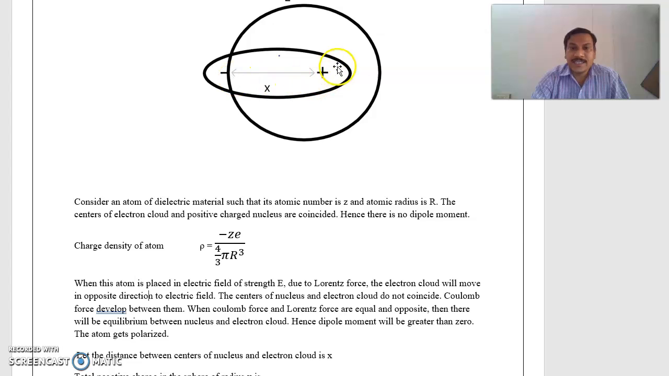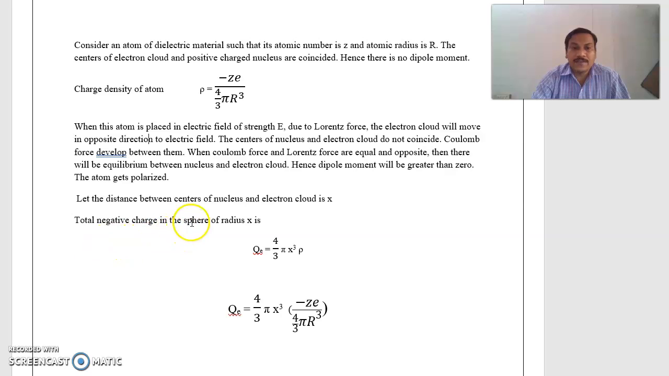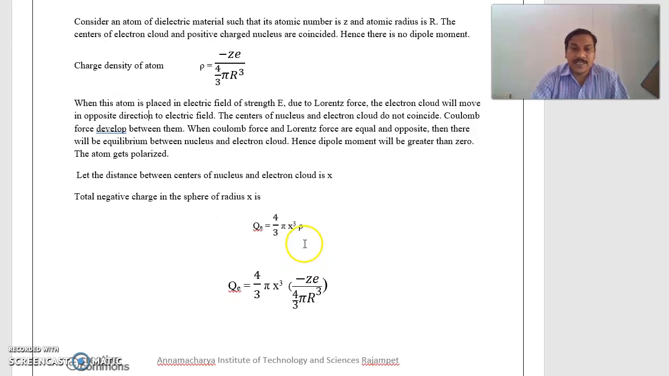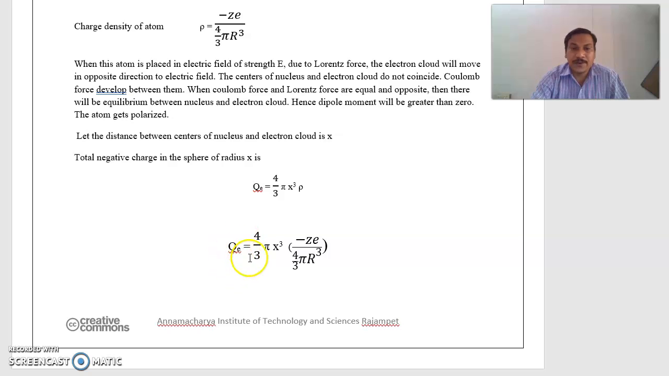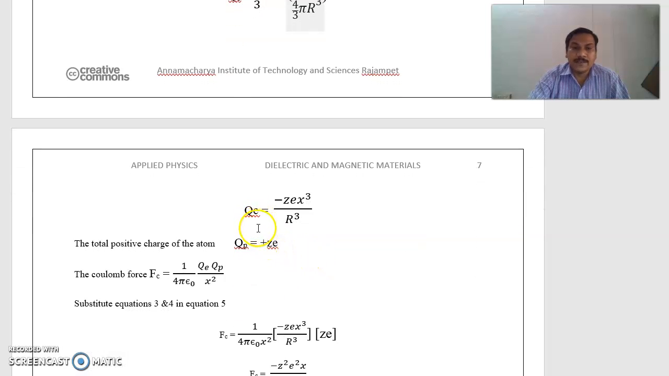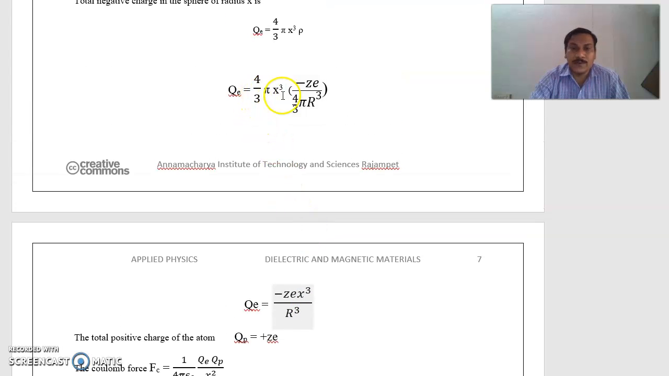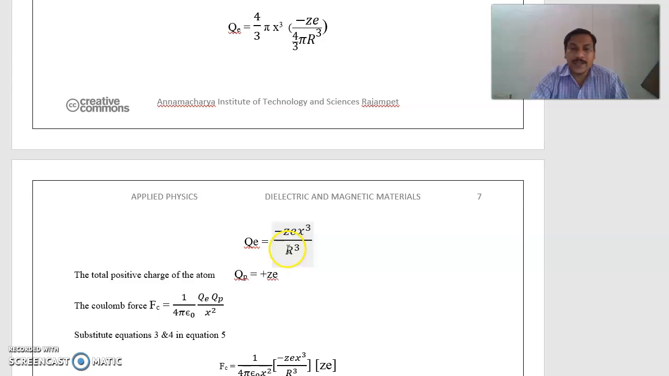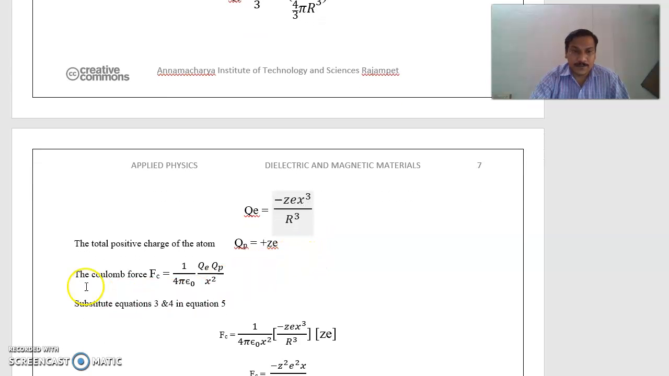By taking x as radius, you can draw the imaginary sphere. Total negative charge in the sphere of radius x is Qe is equal to 4 by 3 pi x cube into rho. Rho is the negative charge density, taken from the first equation, that is minus Ze by 4 by 3 pi R cube. So total negative charge Qe is equal to minus Ze x cube by R cube, where in the above equation 4 by 3 pi gets cancelled.